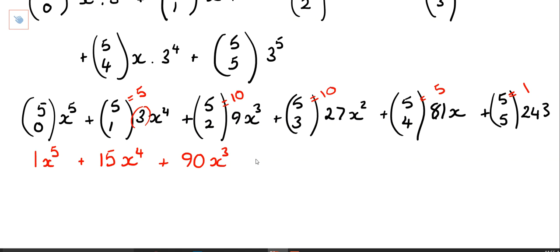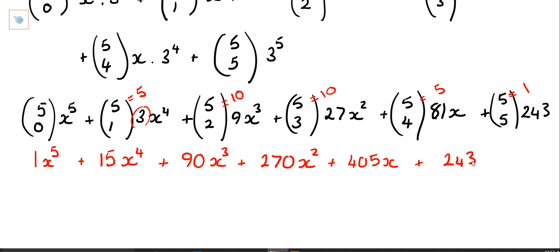One. So I don't need to do it. So then I get plus 270x squared plus, well, 5 times 81. Oh, 405. 405, good, x, plus 243. That is a lot of work. And that's it. That's in simplest form because we've got nothing else to collect.